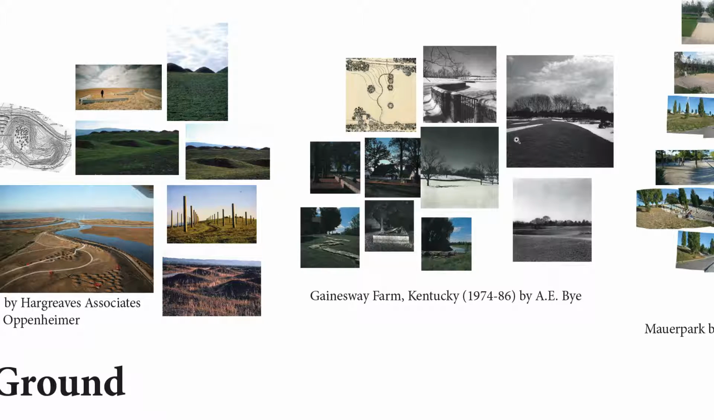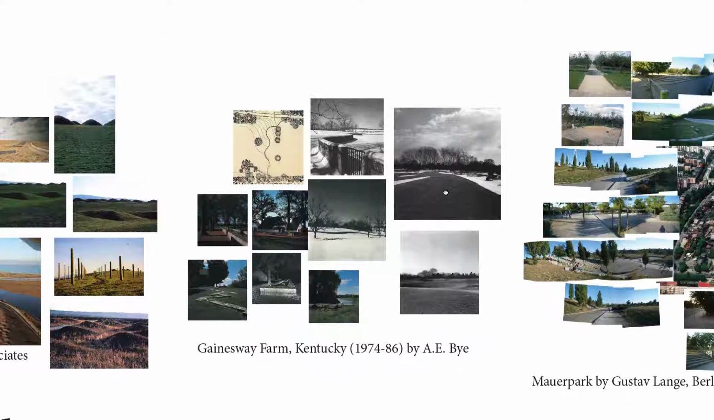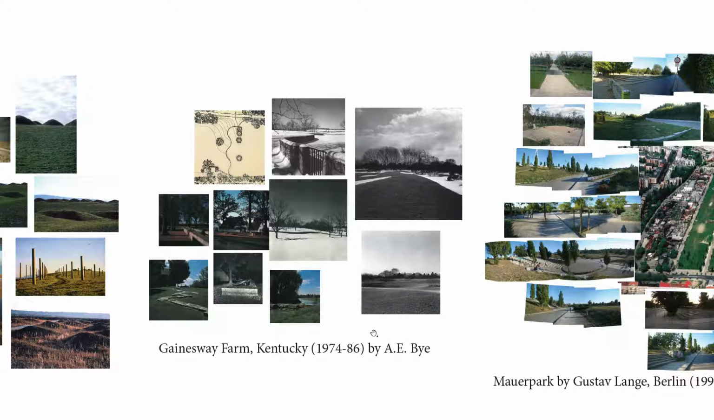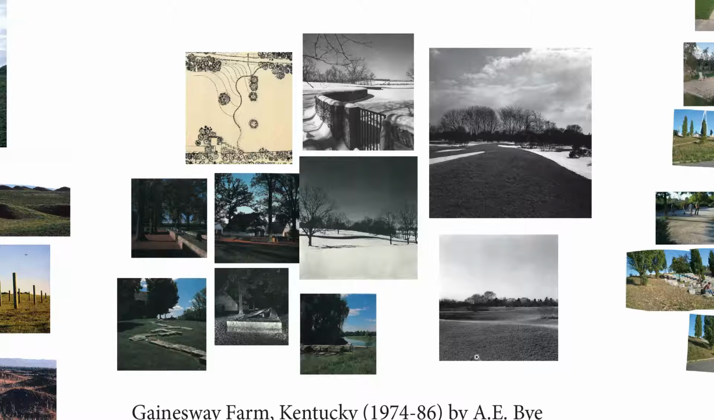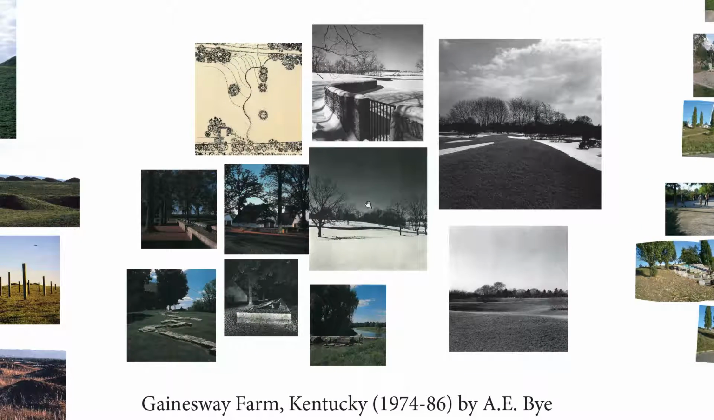Now, another key project for me that you might not be aware of, but I put in here because it's awesome, is by this guy called A. Bai. A. Bai is a landscape architect who did a lot of work on private gardens. And so one of the most famous ones was this project called Gainesway Farm in Kentucky. And it's really like a farm that is just being graded and manipulated in a very gentle sort of way.